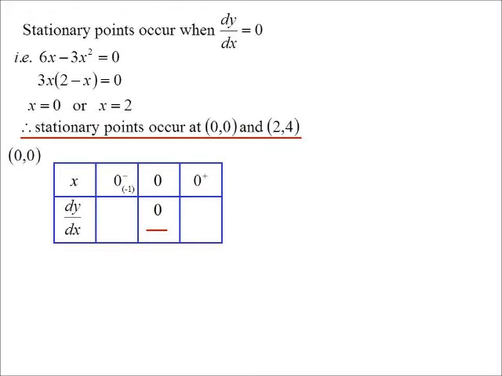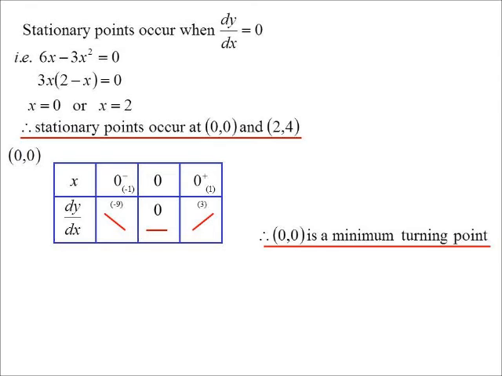So I'm going to choose -1 on the left-hand side. When I substitute -1 in, I get -9, and so I know the slope is negative, the curve's going down. On the right-hand side, I'm going to choose 1. I don't have a lot of choice unless I want to play with fractions. And it turns out to be +3, and it's going up. So that's telling me curve goes down, stationary, goes up. We must have a minimum turning point.